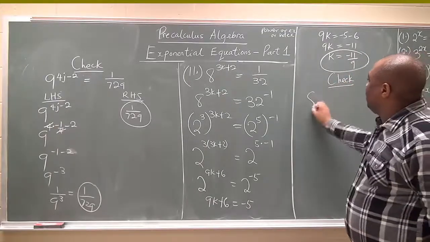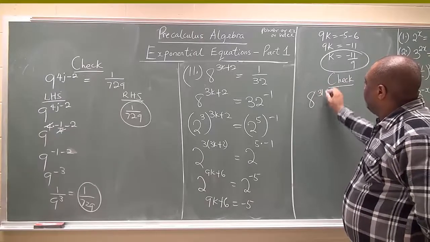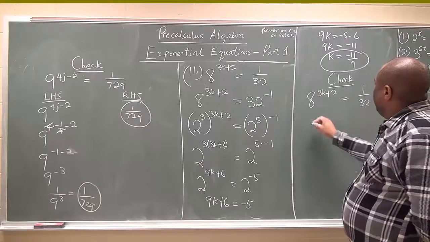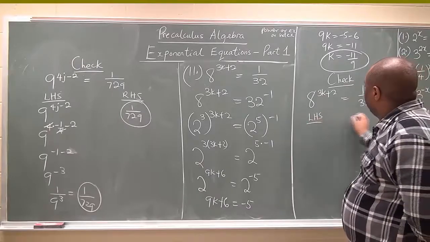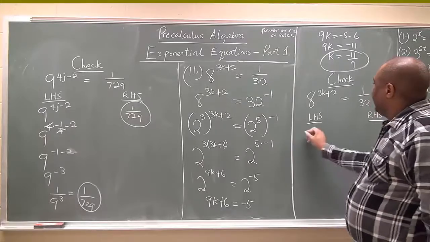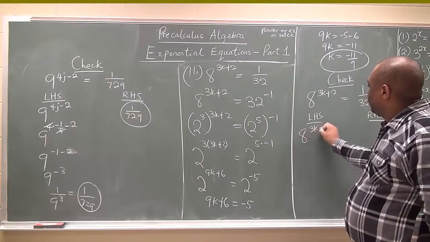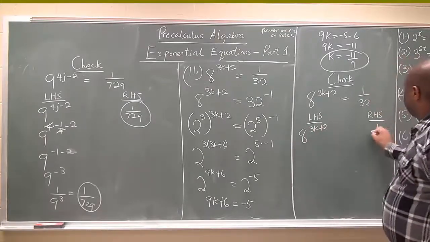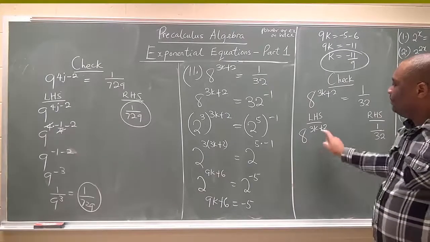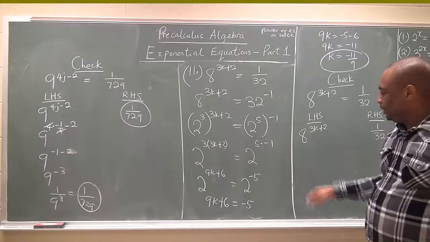So we write the main problem: 8 exponent 3k plus 2 equal to 1 over 32. Then you write your left hand side and your right hand side. Your left hand side is what? 8 exponent 3k plus 2. Right hand side is 1 over 32.